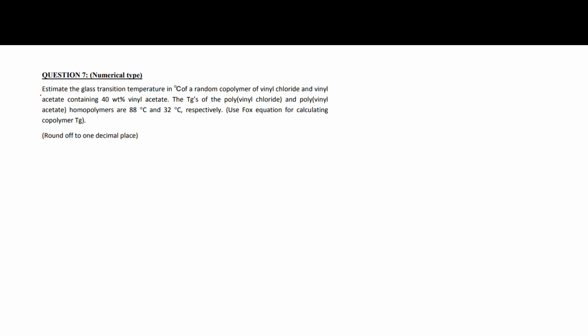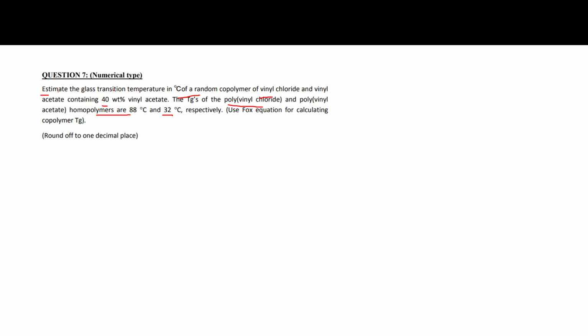Now question number 7 asks: estimate the glass transition temperature in degrees centigrade of random copolymers of vinyl chloride and vinyl acetate containing 48% of vinyl acetate. The Tg of polyvinyl chloride and polyvinyl acetate homopolymers are 88 degrees centigrade and 32 degrees centigrade respectively. So you have to estimate the glass transition temperature of that copolymer.